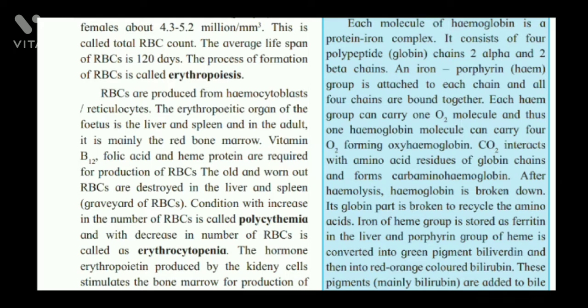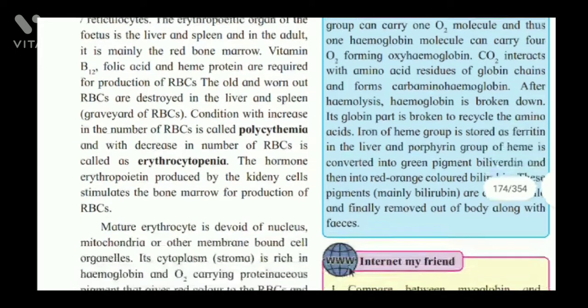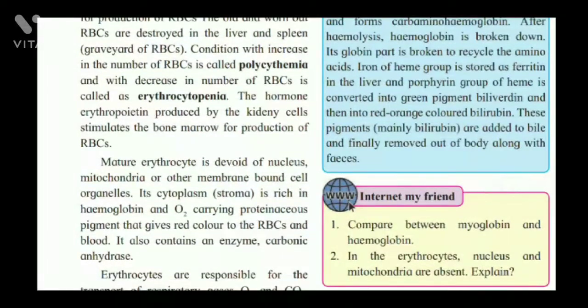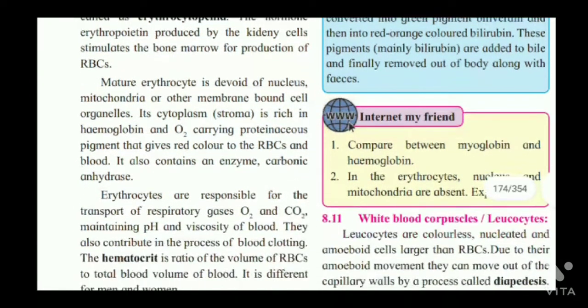After hemolysis, hemoglobin is broken down. Its globin part is broken to recycle the amino acids. Iron of heme group is stored as ferritin in the liver, and the porphyrin group of heme is converted into green pigment biliverdin and then into red orange colored bilirubin. These pigments, mainly bilirubin, are added to bile and finally removed out of the body along with feces.